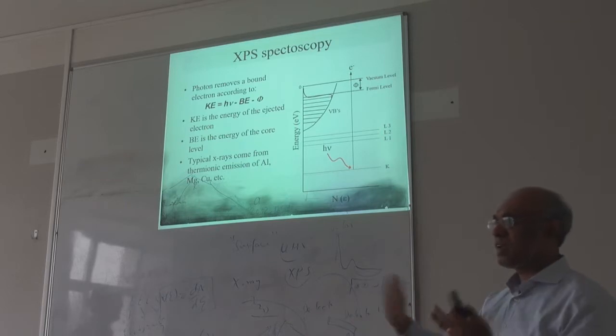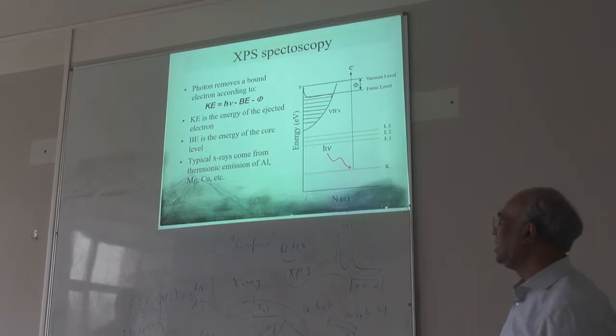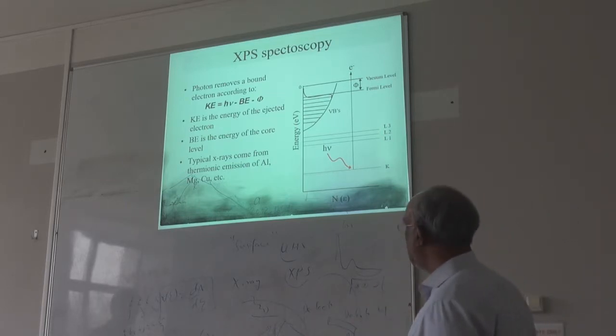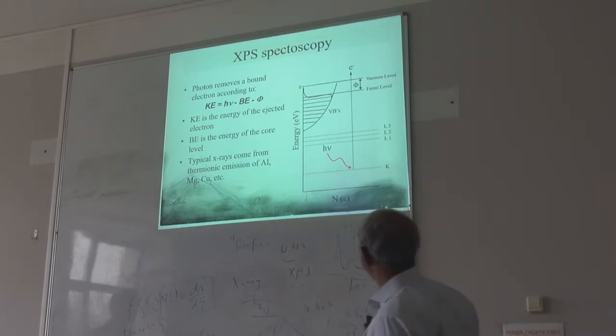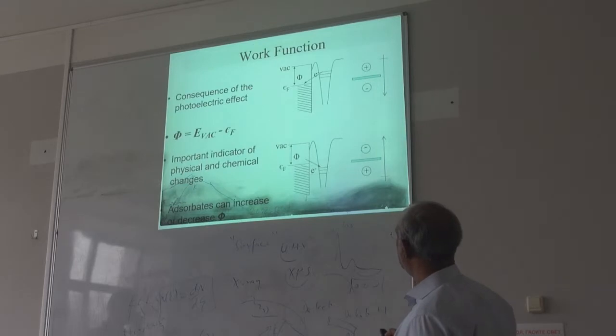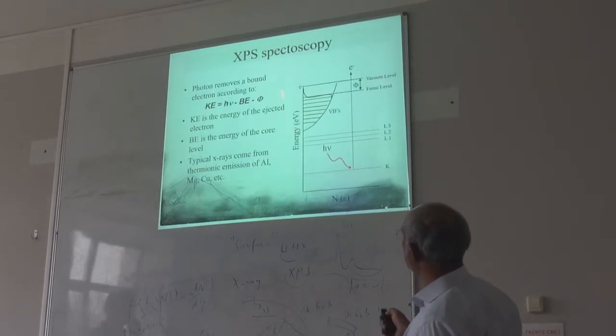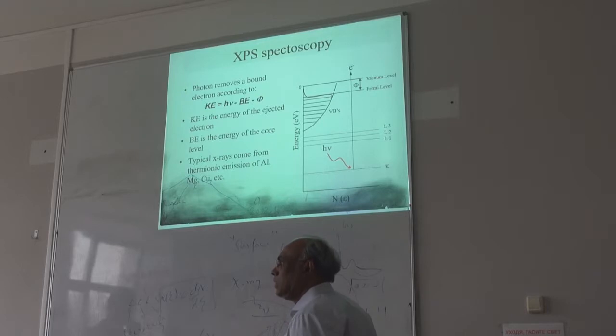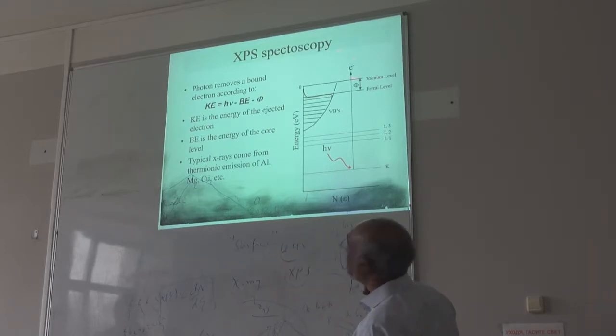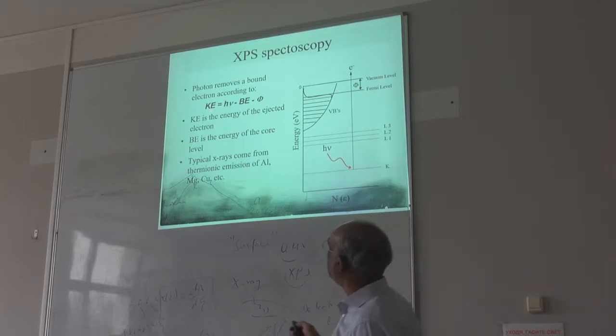Vacuum means it's coming out of your material, right? So now in the XPS you are going to shine X-ray. Then it will remove an electron here. So this electron is what I am going to measure using this detector. I am directly measuring the kinetic energy of this electron. Right? But why do we know what that kinetic energy is?